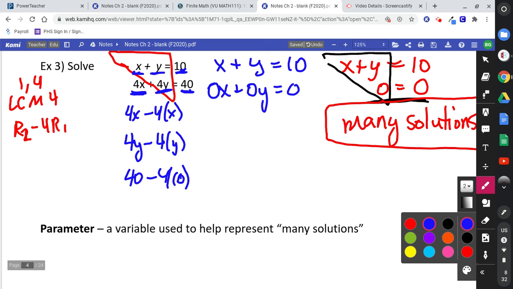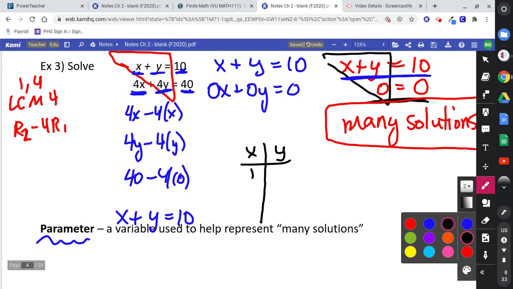All right, a parameter is when you use a variable to help represent those many solutions. So think about it. We've got this equation right here, x plus y equals 10. And that is certainly true. So all of our solutions are going to have to fit in that equation. So you should be able to think of some examples. For instance, if x was 1 and y was 9, those two numbers add up to 10, right? So that would be one solution, one of the many solutions, okay?